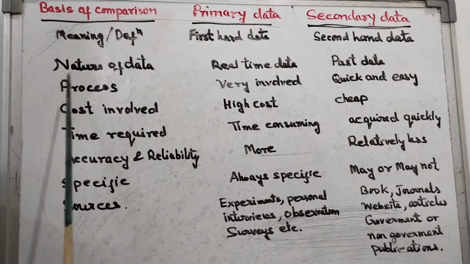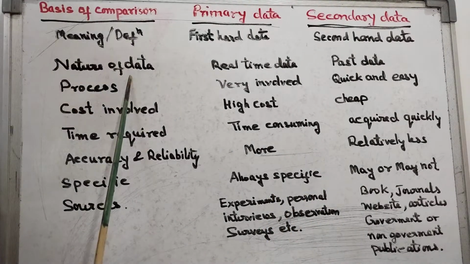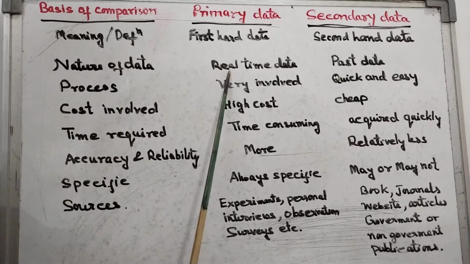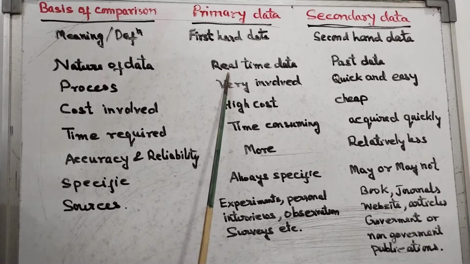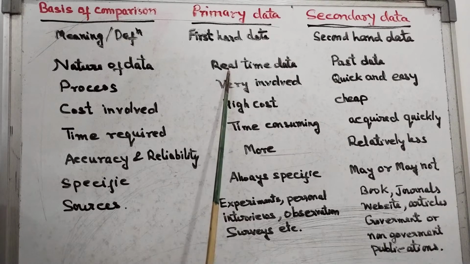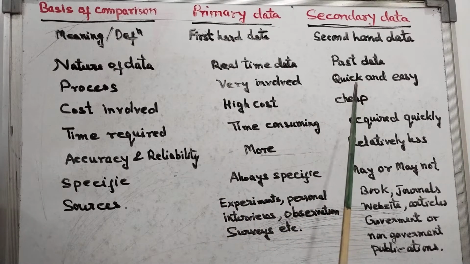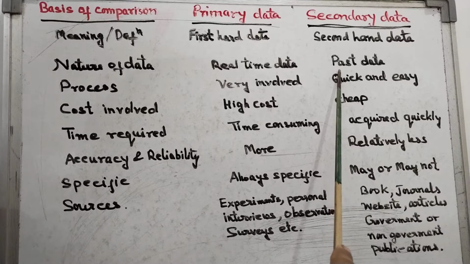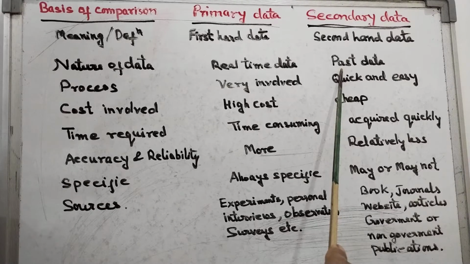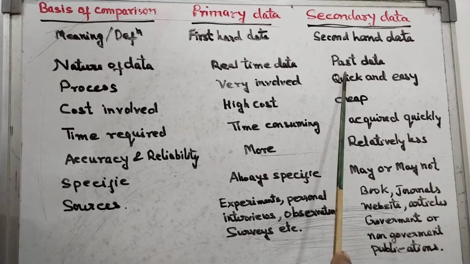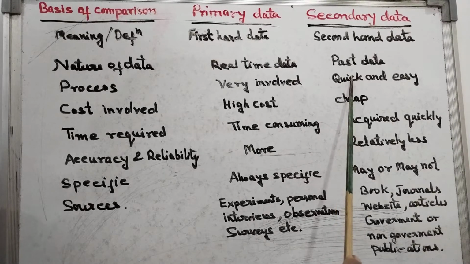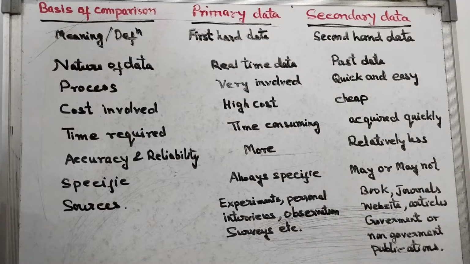Okay. Then the nature of the data. Primary data is real time data because it is present data. It is original, non fabricated, that means it is in the form of raw material. And the secondary data are past data because somebody else has gathered or collected this data. So these are generally past data. We can say processed data or fabricated data. These are in the form of a finished product.